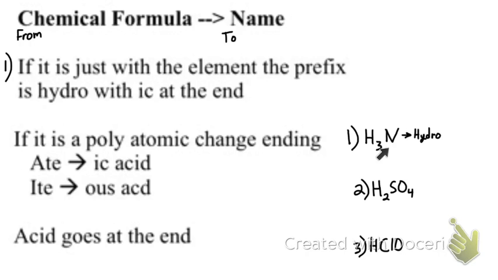So if this is nitrogen, nitrogen changes to nitric. So this is hydro nitric, and then at the end you always put acid. So hydronitric acid.